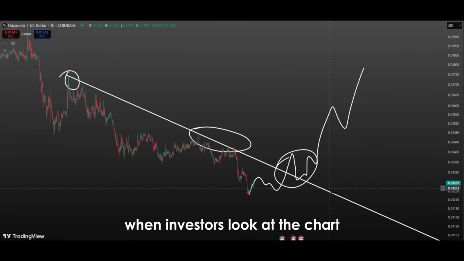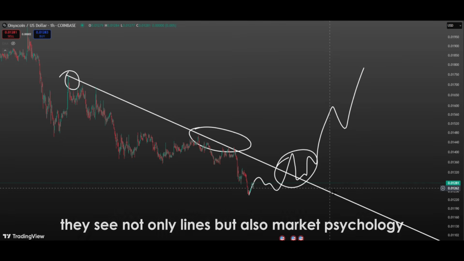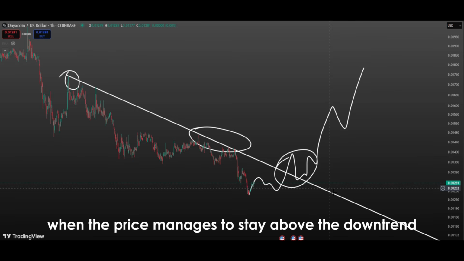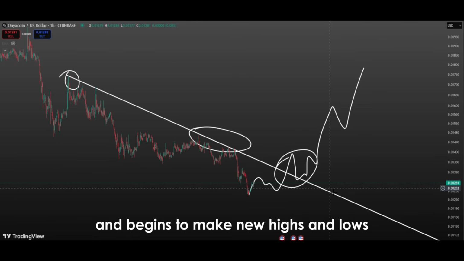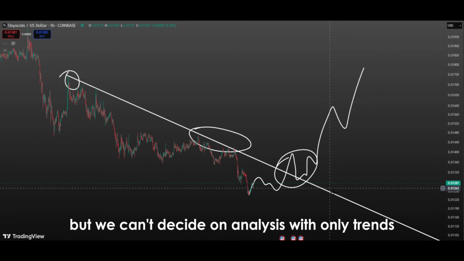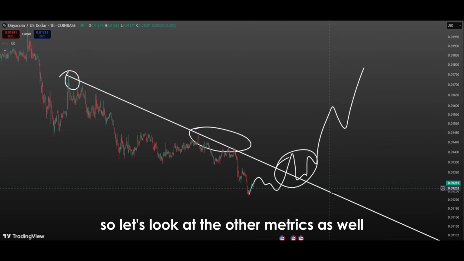When investors look at the chart to understand this story, they see not only lines, but also market psychology, supply and demand balance, and potential future scenarios. When the price manages to stay above the downtrend and begins to make new highs and lows, the foundations of a new uptrend are laid, bringing hope, excitement, and a new vision to the market. But we can't decide on analysis with only trends, so let's look at the other metrics as well.